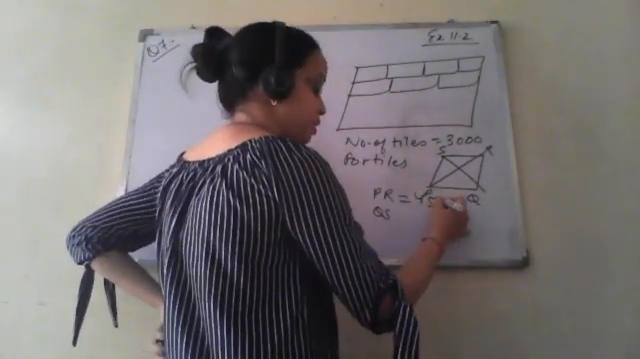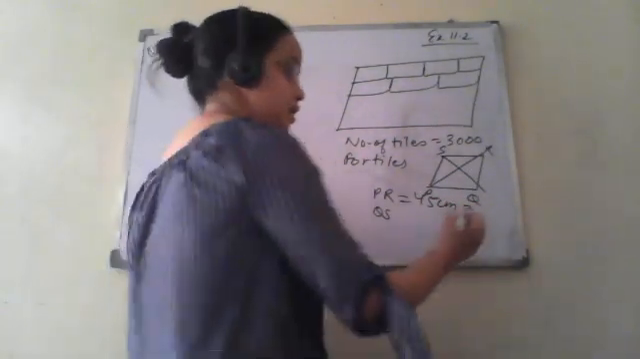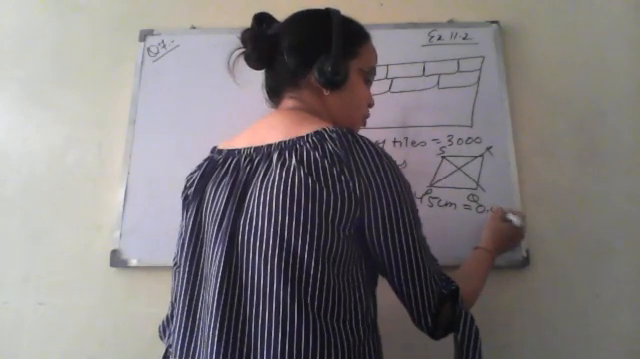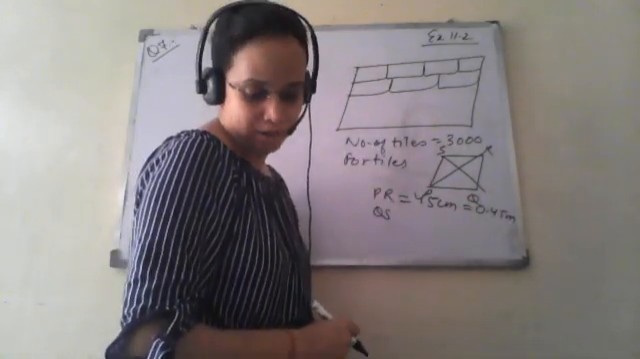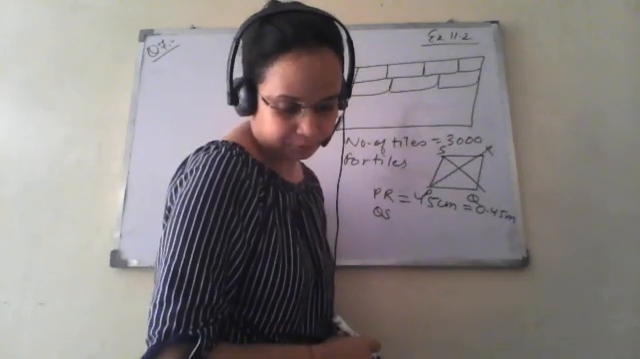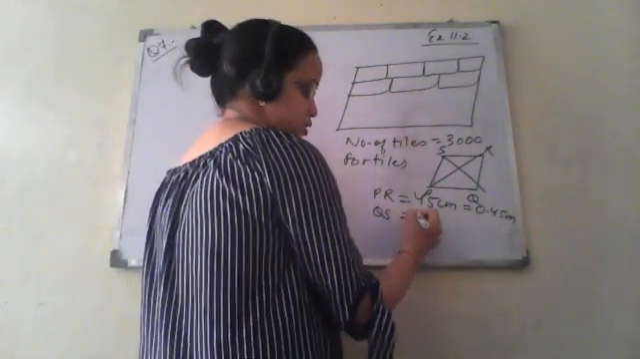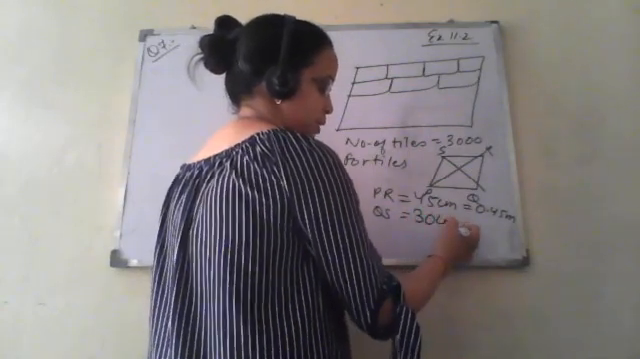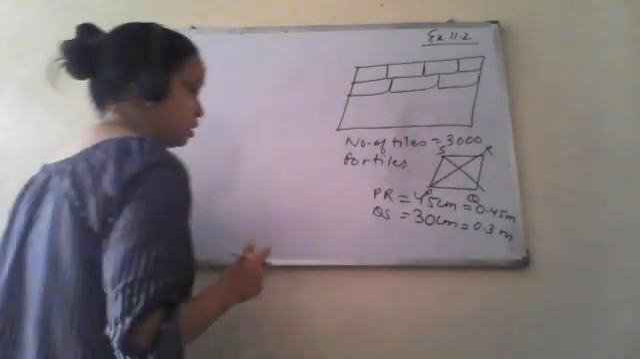So PR is 45 centimeter. We will convert it into meter by dividing by 100. So it will come out to be 0.45 meter. Clear? This is 0.45 meter. Another diagonal is 30 centimeter. That is QS, 30 centimeter or 0.3 meter. So this is the basic.